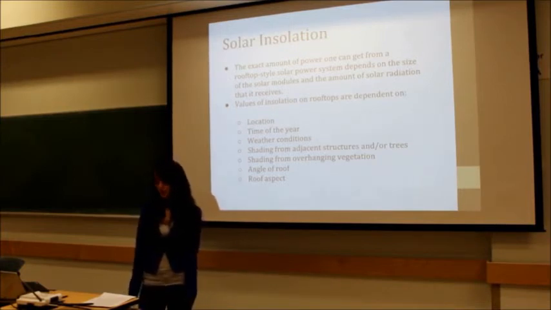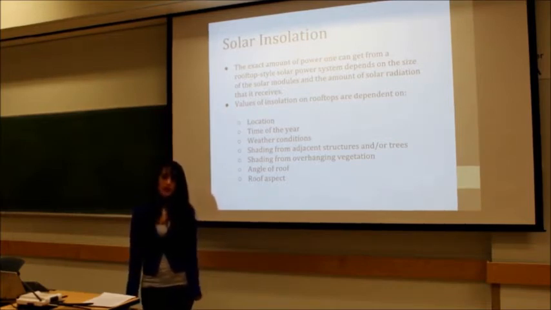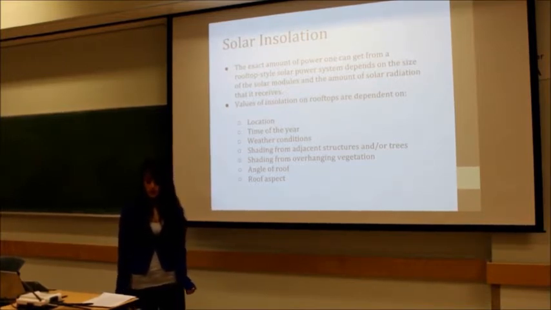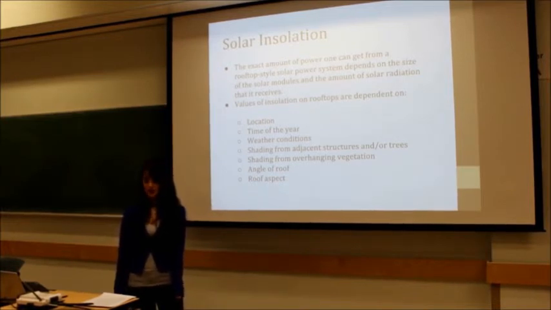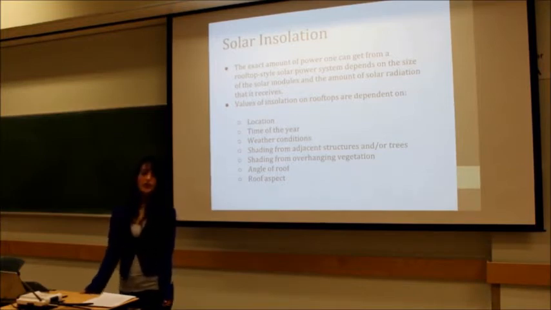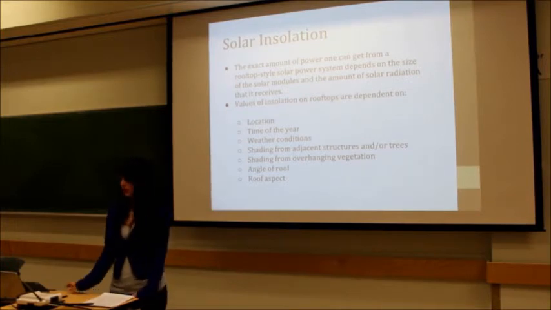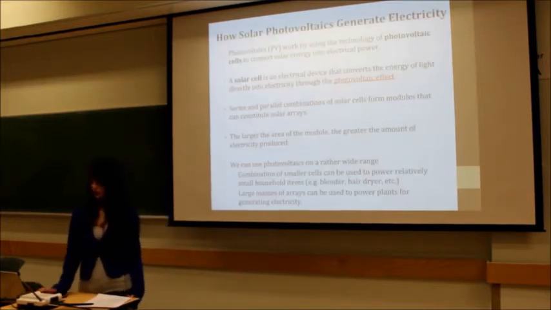The exact amount of power that one can get from a rooftop-style solar power system depends on the size of the solar modules and the amount of solar radiation that it receives. Estimating the amount of solar insolation is a multifaceted process with many factors to consider. Values of insolation on rooftops are dependent on the location, the time of the year, weather conditions, shading from adjacent structures and trees, shading from overhanging vegetation, and the angle of the roof.